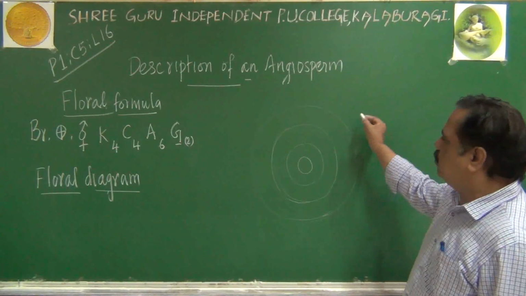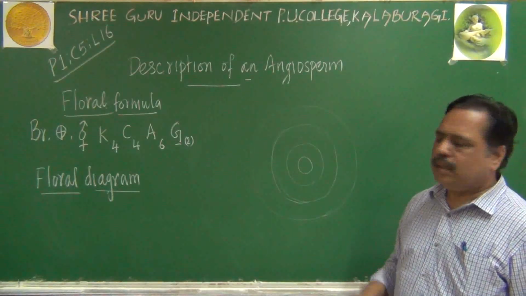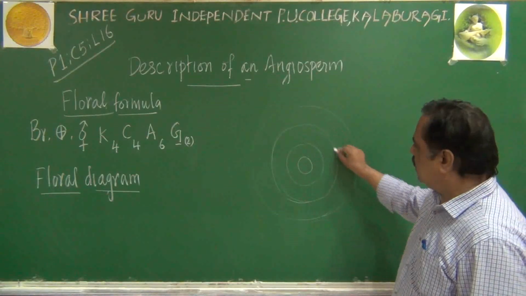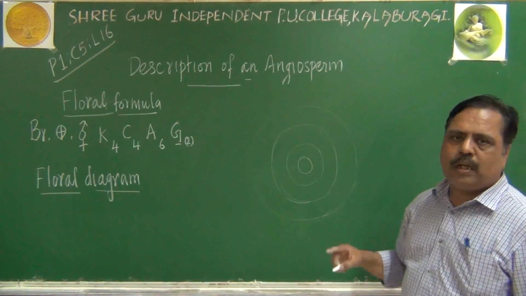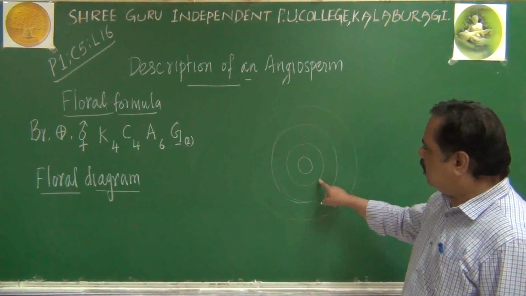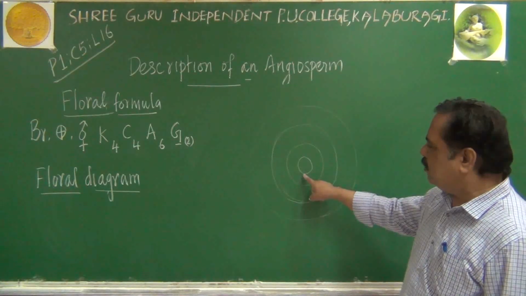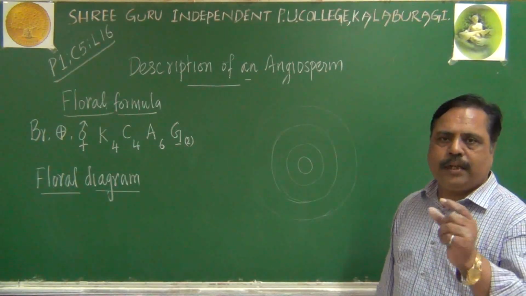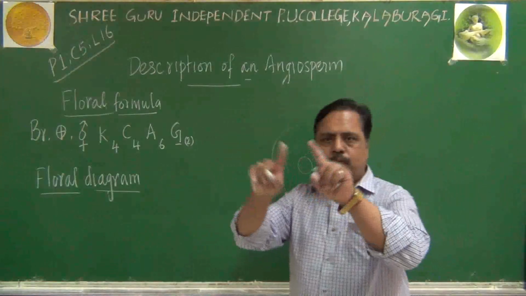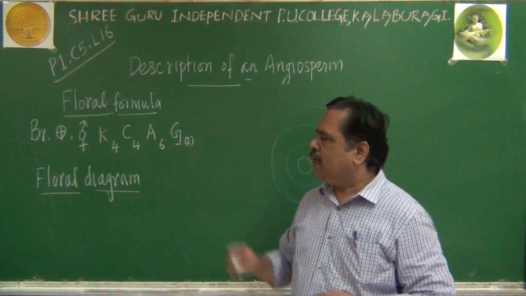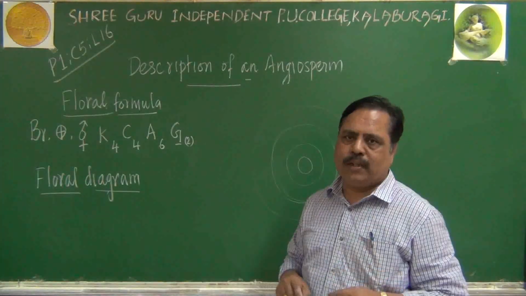The outermost whorl represents the calyx. The second inner whorl represents the corolla or petals. The third one represents the androecium. The fourth one represents the gynoecium. So I am drawing all the 4 floral whorls, if it is a complete flower.